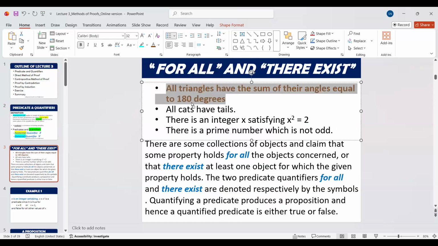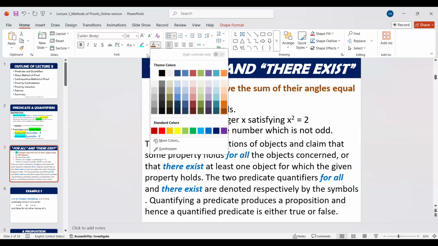Now, the first thing I need you to tell me in this statement is: what is my variable here? Which word here is the variable? All. No, all is a quantifier. A variable is a word that has different types. When you say x is a variable, x can be 1, can be 2, can be 3. So what word here is the variable? Thank you, triangle. So triangle is my variable. Good.